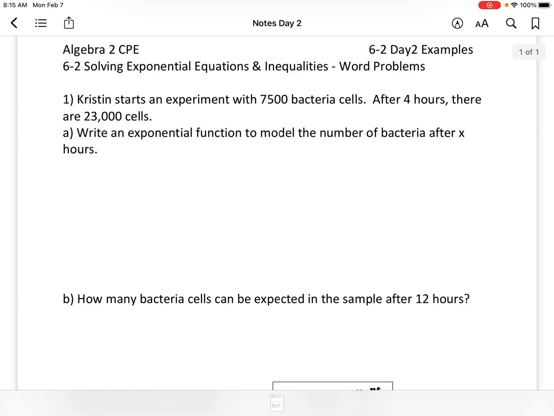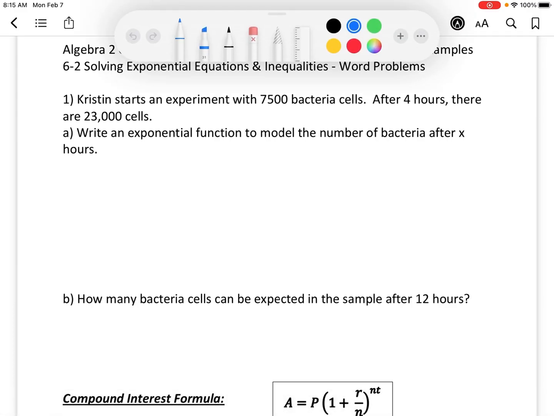We've got video 6.2, part 2, on solving exponential equations and inequalities via word problems. Recall that the equation for an exponential function looks like this: y equals a times b raised to the x. b is our base, and a is the initial value.